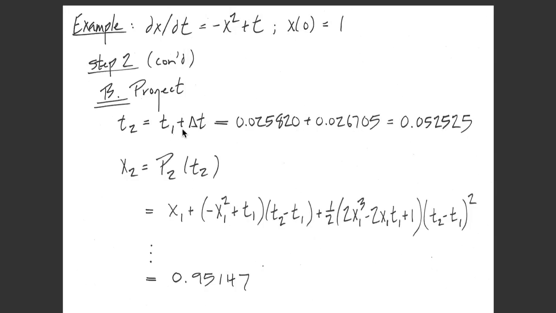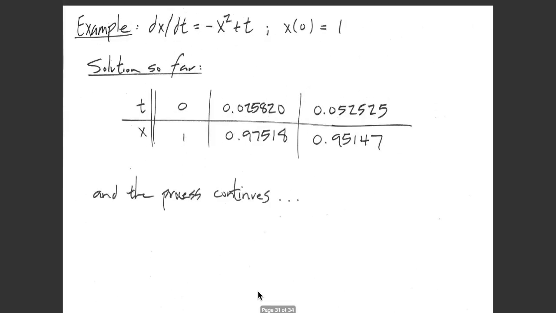Our T2 is the T1 plus the new step size, so there it is. And X2 is the second degree Taylor polynomial evaluated at T2, so that's this guy. I'm going to plug in my previously computed solution values for X1 and T1, and then use this value of T2 here, and you do that arithmetic and you get 0.95147. And so the solution so far is tabulated here, and the process continues for as long as you need solution points.